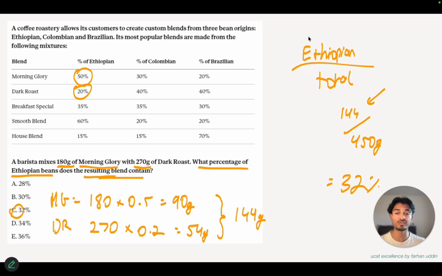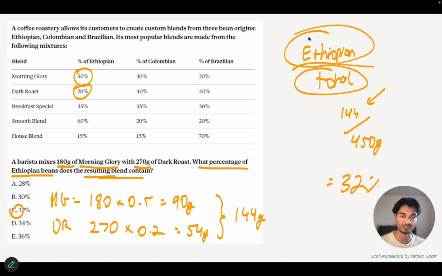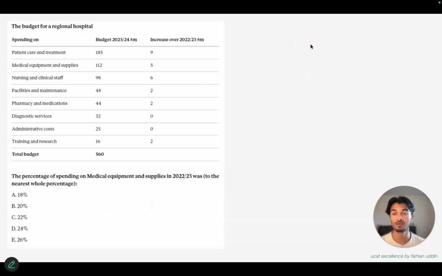So hopefully you can see the thinking process behind this. There's no one trick to find the answer really quickly here, but what you can do to help economize the process and make it quicker to actually answer this question is, first of all, realize what you need to find, the total, and then the amount of Ethiopian beans, so that you can find the percentage. And then really making your life easy by making percentages as decimals so that you can make these calculations really quick. And we've got one more question for the percentages section here.